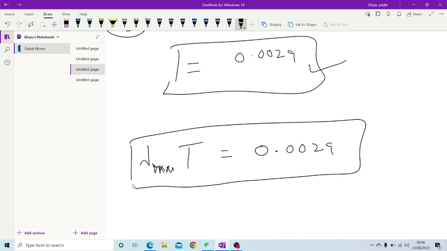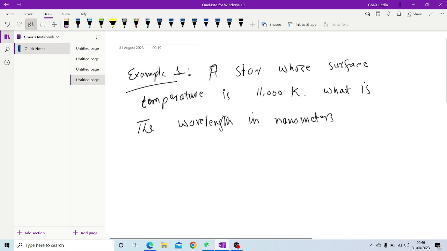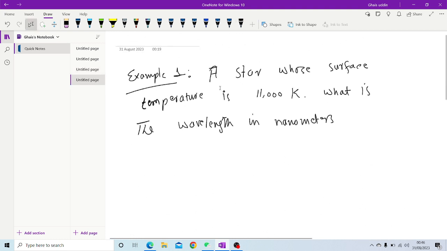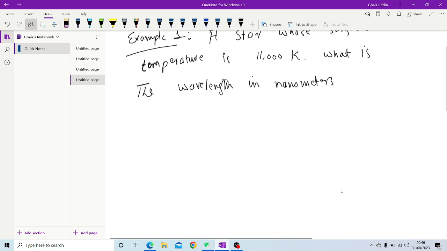Now if we look to another example, for example, a star whose surface temperature is 11,000 Kelvin. What is the wavelength in nanometers? So we can find this.